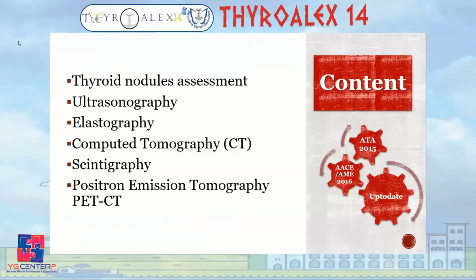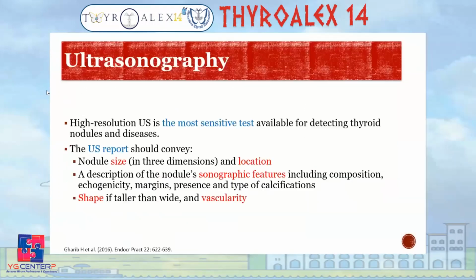Today I will be talking about thyroid imaging techniques in practice. We will take thyroid nodule assessment, ultrasonography, and some ancillary imaging techniques like elastography, computed tomography, scintigraphy, and PET scan. As we know, high-resolution ultrasonography is the most sensitive test available for detecting thyroid nodules and diseases.